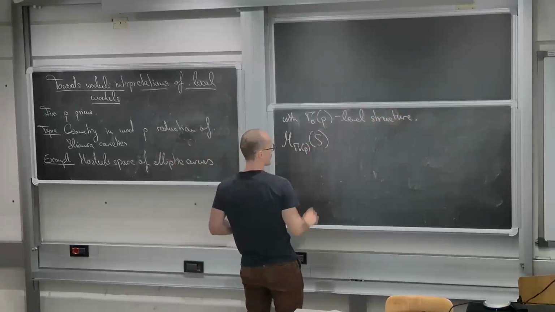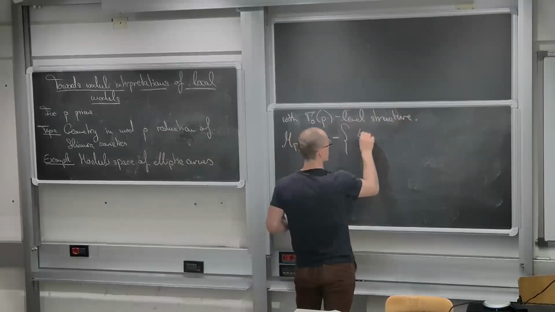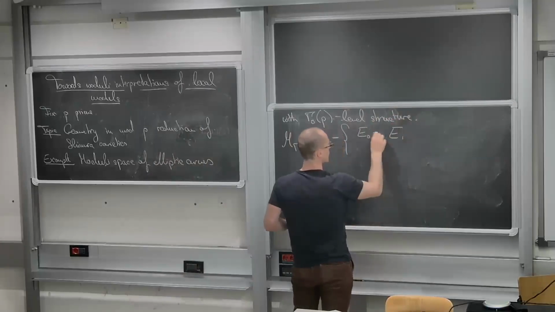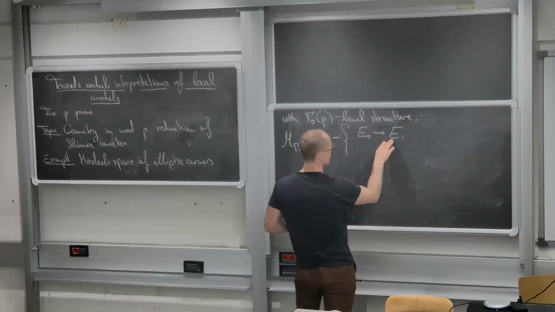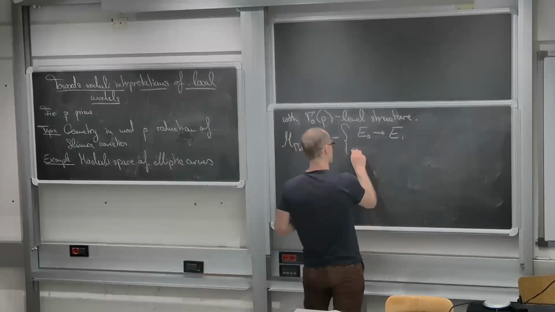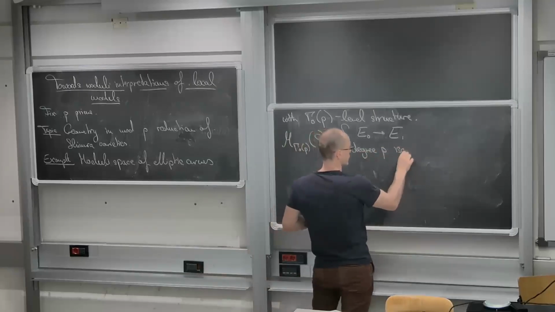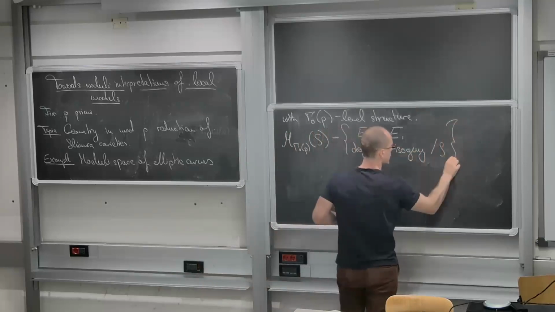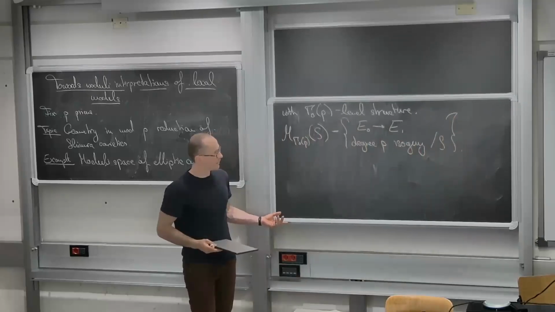But for a test object S, what does it parameterize? It's tuples E0 and E1 of elliptic curves over S, and they are in relation by a degree p isogeny. So it's the degree p isogeny over S, like so.